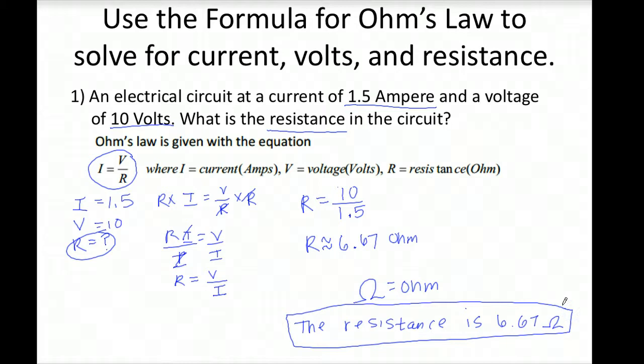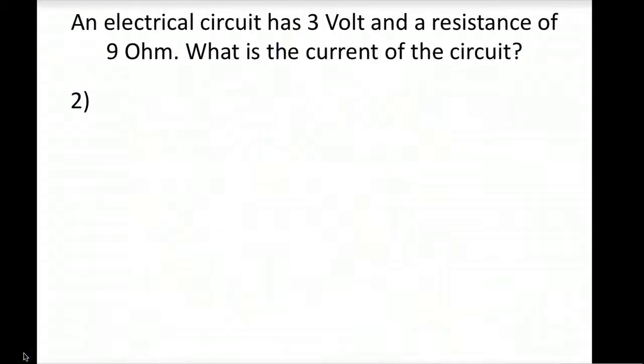Now the second one is going to be a similar type of problem. So we're going to take a look at the same formula. All right, so for this one, we're told an electrical current has 3 volts and a resistance of 9 ohms. So what is the current of the circuit? Now going back with the formula we were given in the previous slide, we're told I equals V over R. Now in this case, we're given 3 volts, so we can define V equals 3 and the resistance of 9 ohms. Now that resistance is the R variable, so R equals 9.